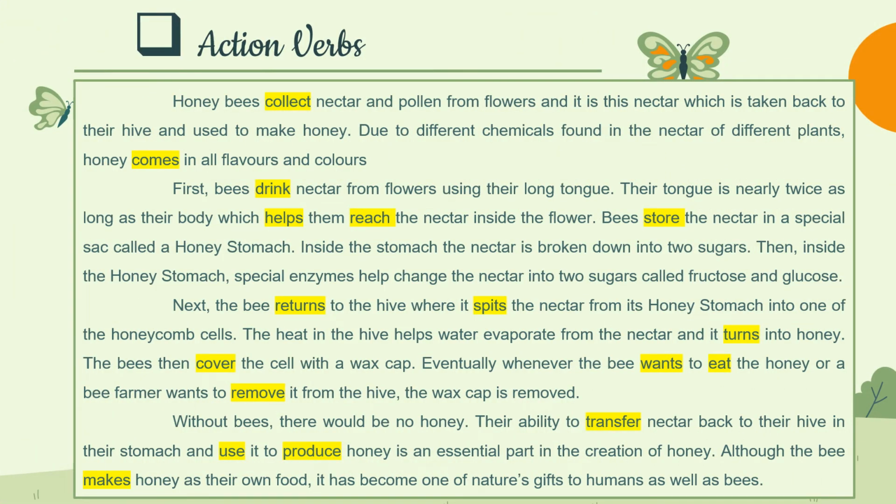Moreover, there is action verbs. It describes an action like collect, comes, drink, cover, remove, use, produce, makes, etc. There's also abstract noun. It represents intangible ideas, things which can't be perceived with the five main senses. In other words, it's a noun denoting an idea, quality, or state rather than a concrete object. For example, ability and essential.